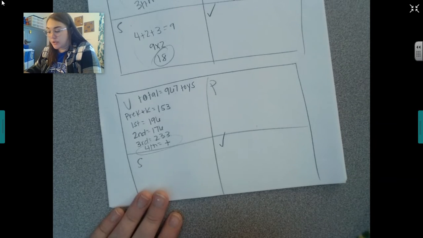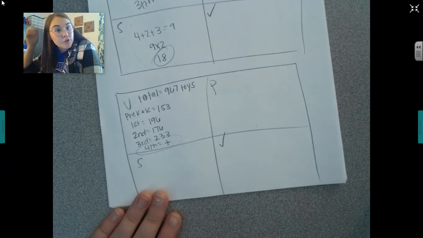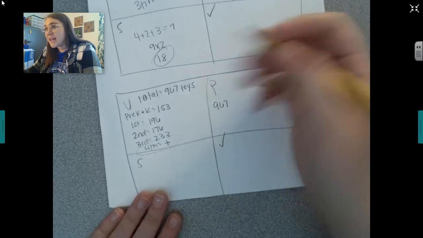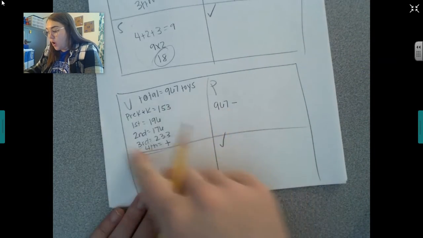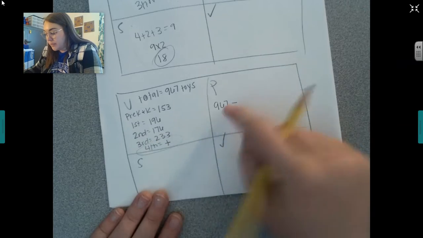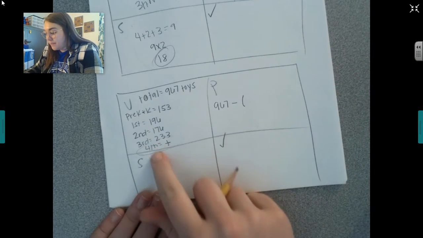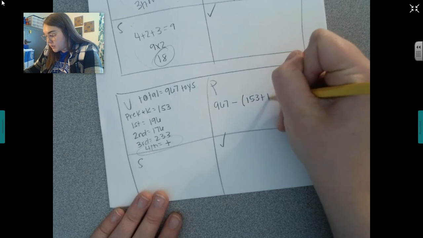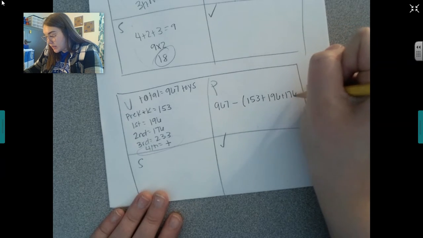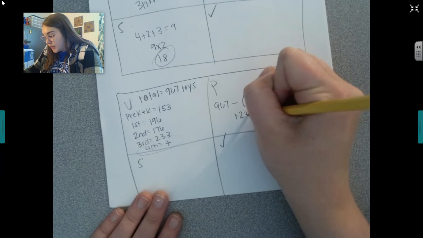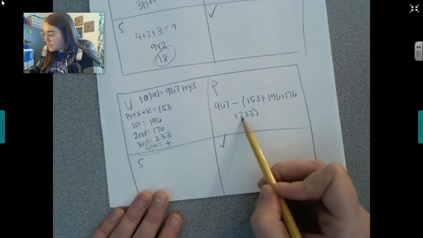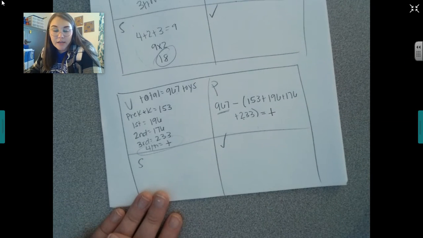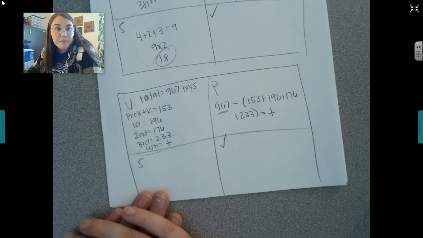So here's what I would do. You should have paused the video and you should have an answer. Here's what I would do. I would probably take my total and I would subtract all of these from the total. So that means I would add all these up and subtract it from my total. So if I added all these up, I would get 153 plus 196 plus 175 plus 233. Because if I add all these up and subtract it from my total, that will give me my fourth grade kids.